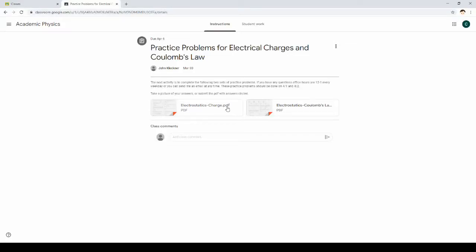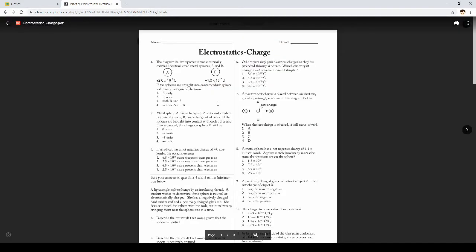In this video, we will be going over the answers to the electrostatics charge and electrostatics Coulomb's law worksheets. For electrostatics charge, question 1, the diagram below represents two electrically charged spheres, A and B. If the spheres are brought into contact, which sphere will have a net gain of electrons?